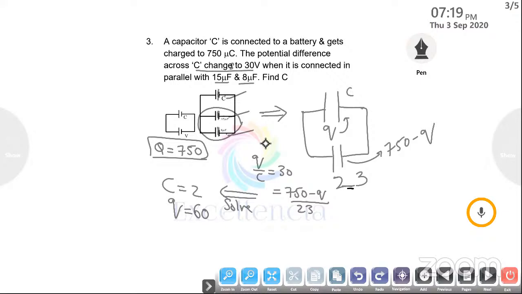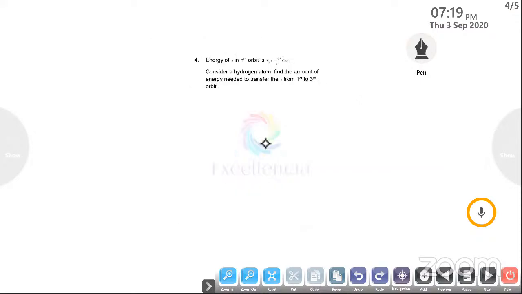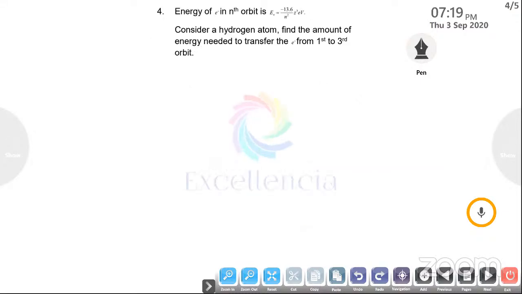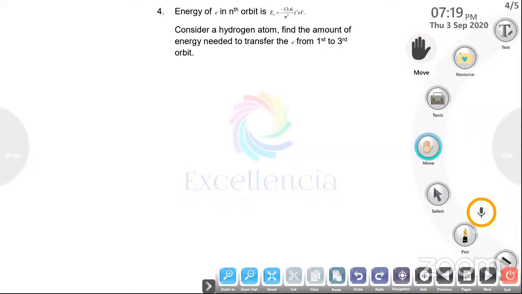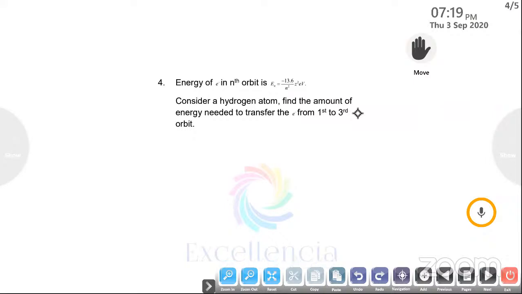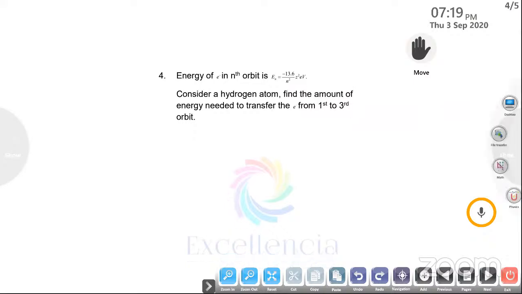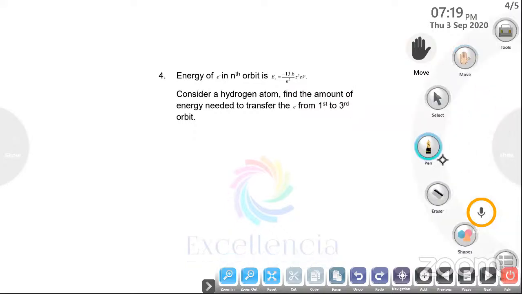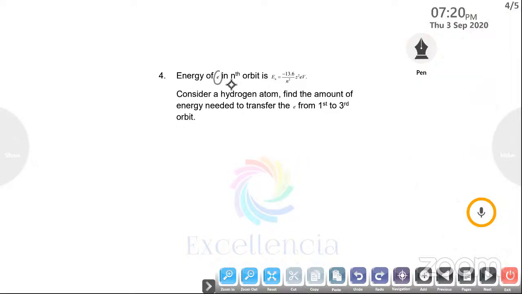Next. This is from modern physics. Let me zoom in. This you might have done in chemistry also, right? Very, very simple. You can do it orally. Energy of an electron. This is an electron here in nth orbit. You know the formula already, but still it is given, right?